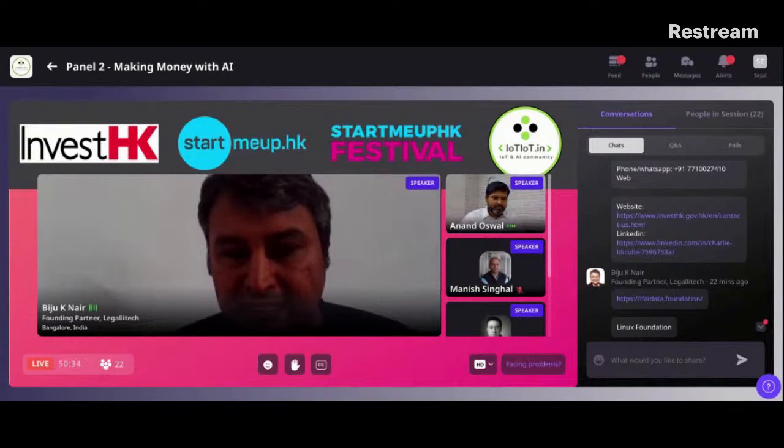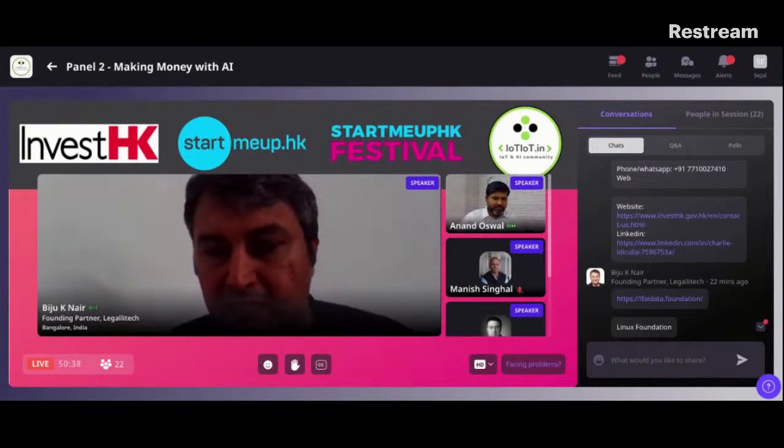Secondly, at startup stage, we don't expect startups to file for many of these patents because, as I said, it is jurisdictional and it is a very costly affair.